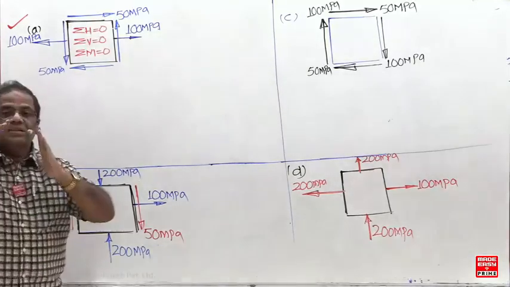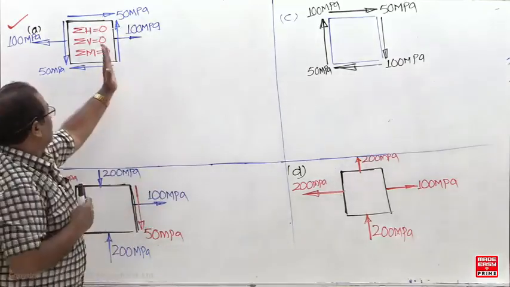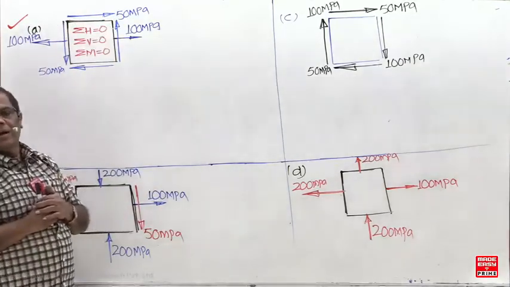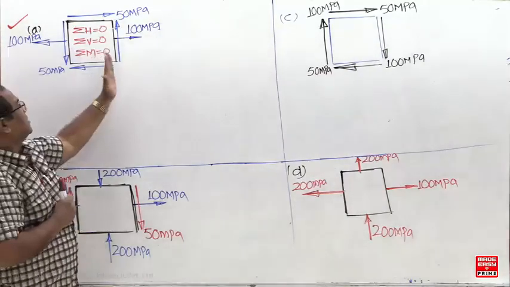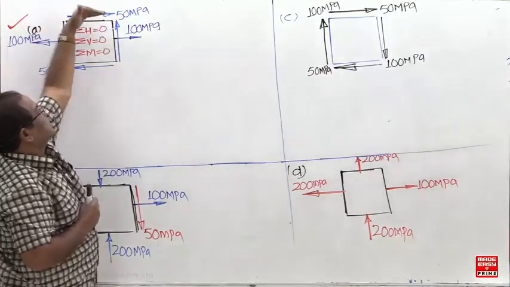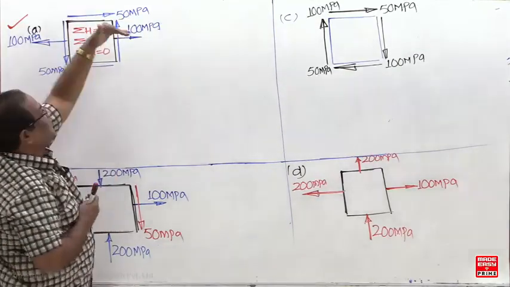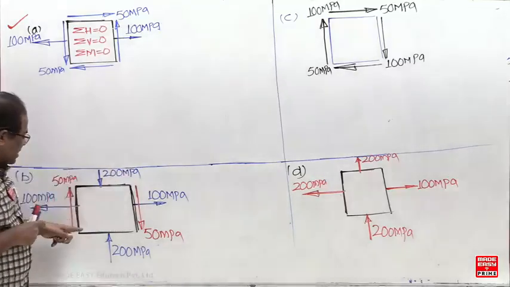Biaxial means what? Stress should develop in two perpendicular directions or two perpendicular planes. This is the x face. This is the y face. This is in which direction? Y direction. This is in which direction? X direction. Stresses are developed in two perpendicular planes, x face and y face. Biaxial. Sigma y need not be there. But everybody is selecting this.